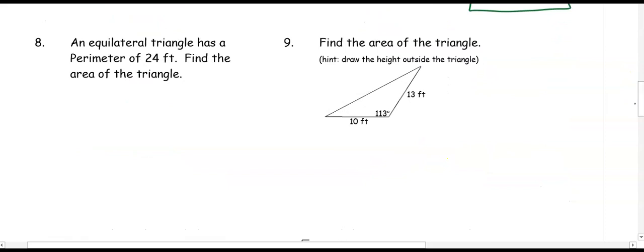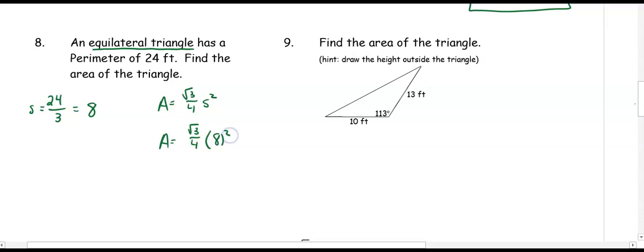In number 8, an equilateral triangle has a perimeter of 24 feet. Find the area of the triangle. If we know that we have an equilateral triangle, we have a special formula for that. So the area of our equilateral triangle is root 3 over 4 times the side squared. So we need to know what the side is first. If the perimeter is 24, we have 3 congruent sides, so 24 divided by 3 will get us our side length, which is 8. So our side length is 8, so the area is root 3 over 4 times 8 squared.